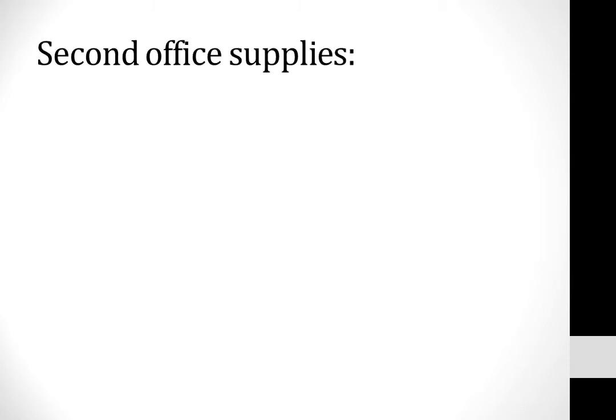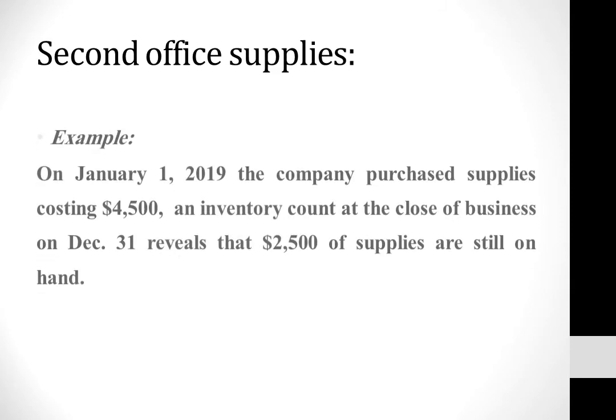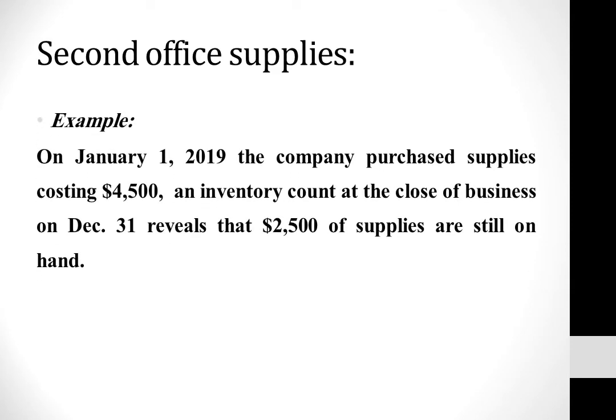The second case is the office supplies case. On Jan 1, 2019, the company purchased supplies costing 4,500 and an inventory count at the close of business on December 31 reveals that only 2,500 is left. This means that we consumed how much supplies during 2019? We consumed 2,000 supplies. This is the expense.